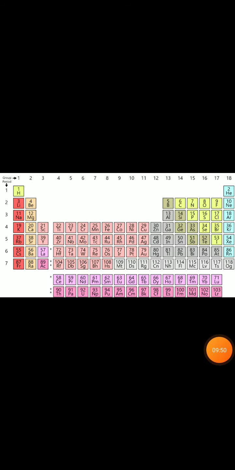Here you need to note that as we go down in the group, the number of shells increases. What does that mean? Let us take an example. If we talk about the first group, for hydrogen, one shell was there. For lithium, two shells were there, K and L. For sodium, three shells were there. This way, the number of shells increases as we go top to down in the group.